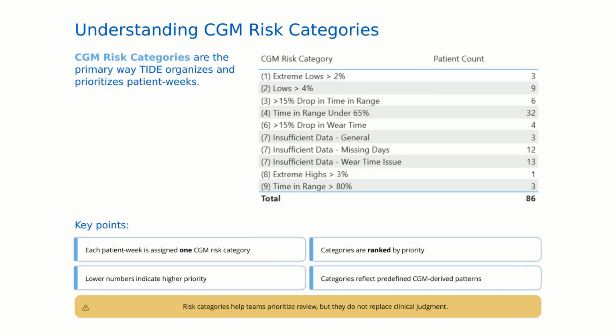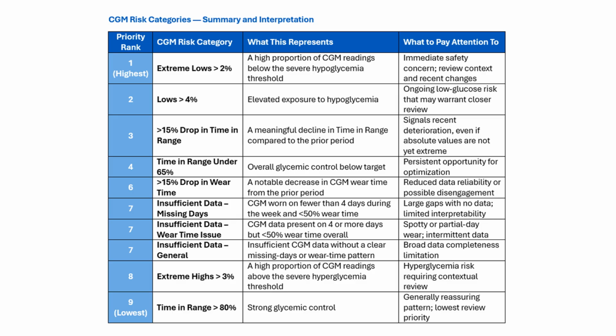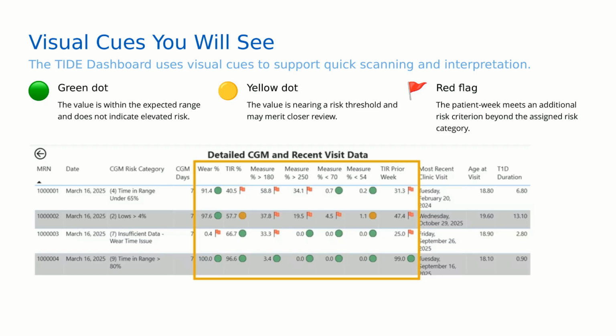CGM risk categories are the primary way Tide organizes and prioritizes patient weeks. Each patient week is assigned a single risk category based on predefined CGM-derived patterns. These categories are ranked by priority, with lower numbers indicating higher priority for review. Risk categories are designed to support prioritization, not replace clinical judgment. They help teams quickly understand where risk may be concentrated across a population, while still leaving room for clinical context and team-based decision-making.